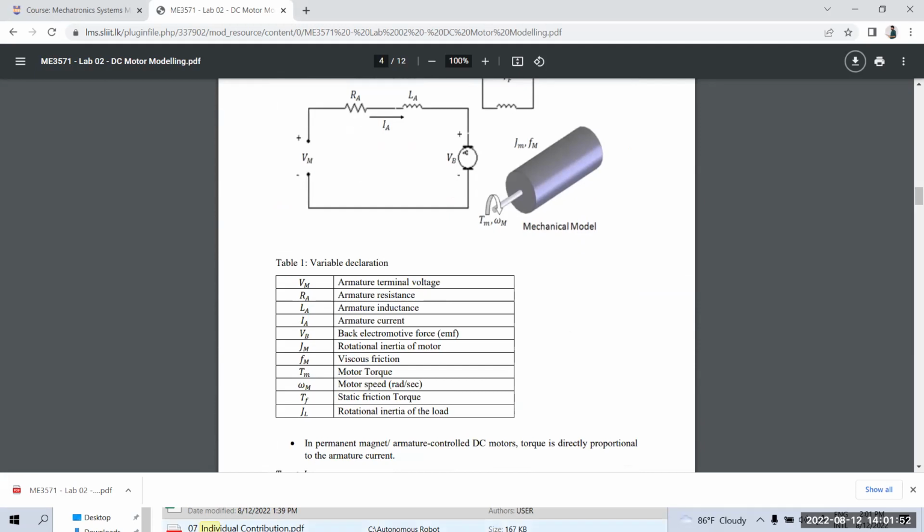Okay, so we'll go to the part. So basically the DC motor has two parts, right? The DC motor has the electric part, and it also has the mechanical part, right?